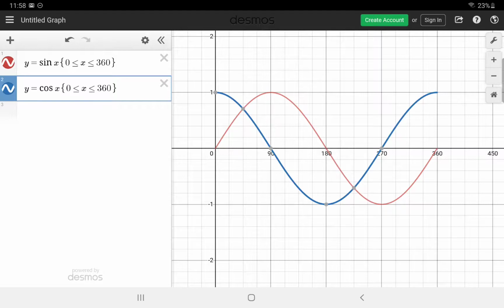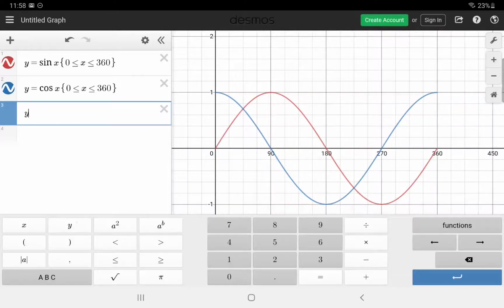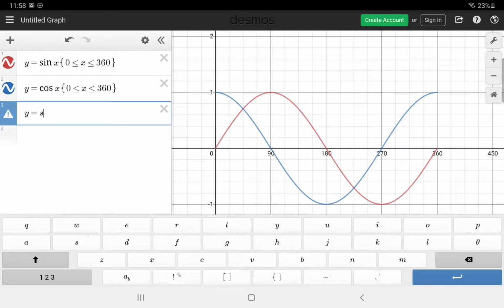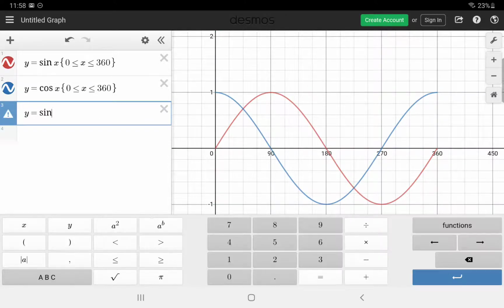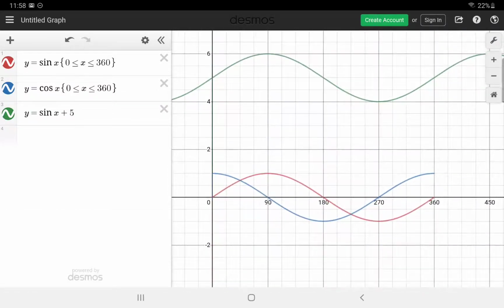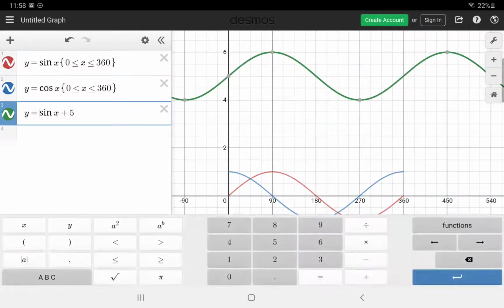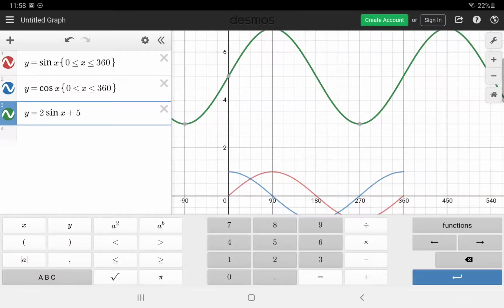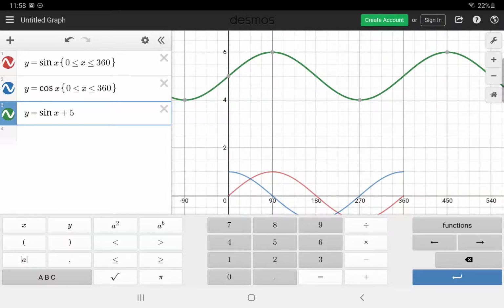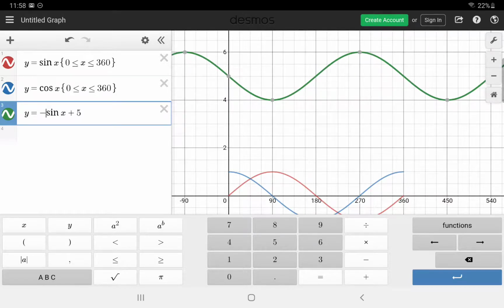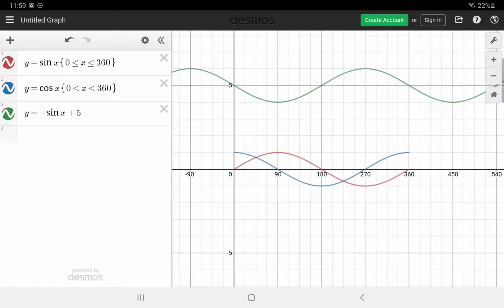Okay, this will be useful because we're going to be doing transformations of graphs. So for example, we're going to do y equals sine of x plus 5. And we're going to be seeing what that does to the graph, how it shifts it up 5, and what happens if we put, let's say, a 2 in front of that, or what happens if we make that negative, kind of like in quadratics when we did all the different transformations of quadratics. That's what we're getting to with sine and cos later this week.